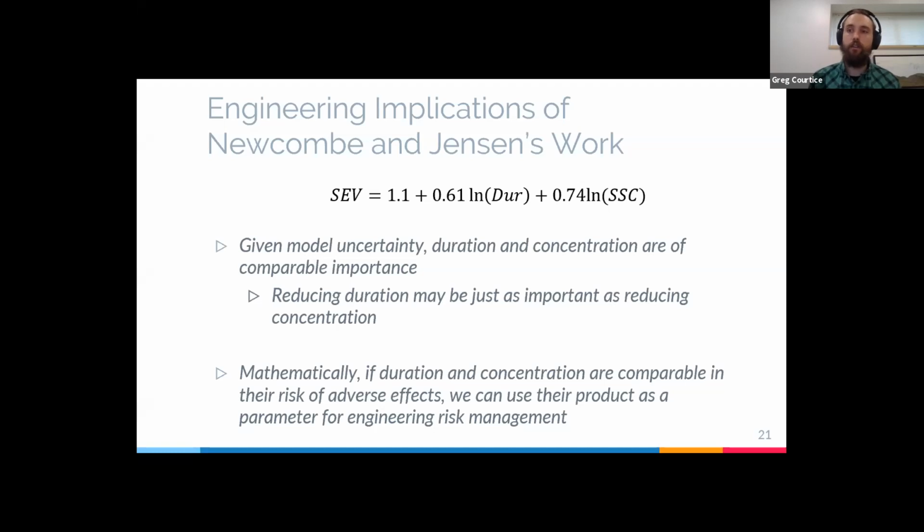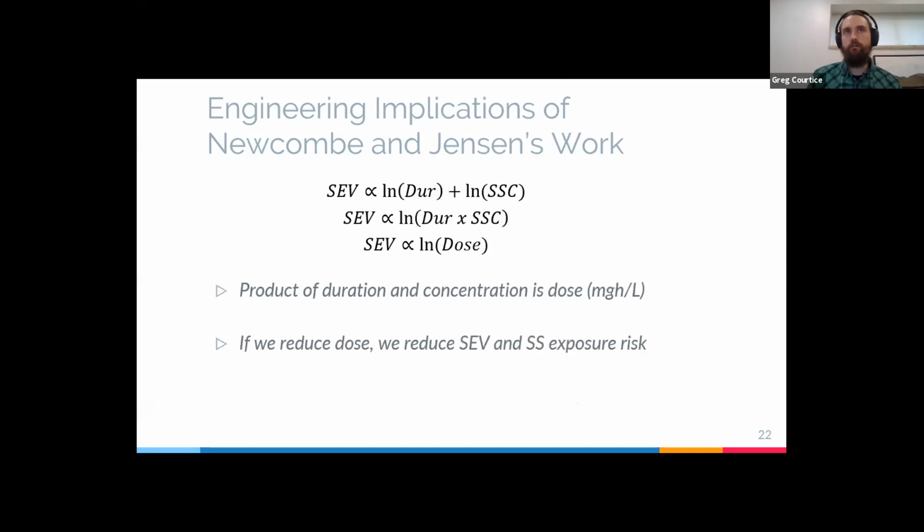Now, to simplify that further, we can say mathematically, if those coefficients are very similar, we can actually use the product of duration and concentration as a single parameter to evaluate our risk. So if we do a simple derivation on proportionality there, we get duration times concentration, which is what we refer to as dose, in units of milligram hour per liter.